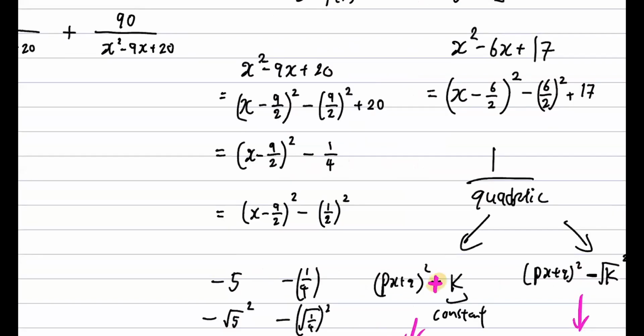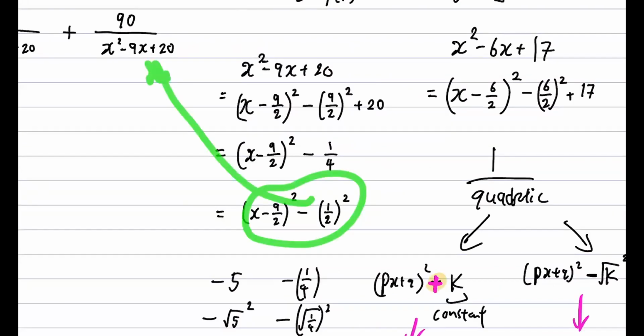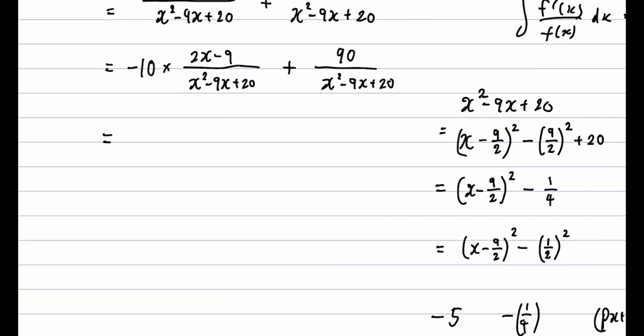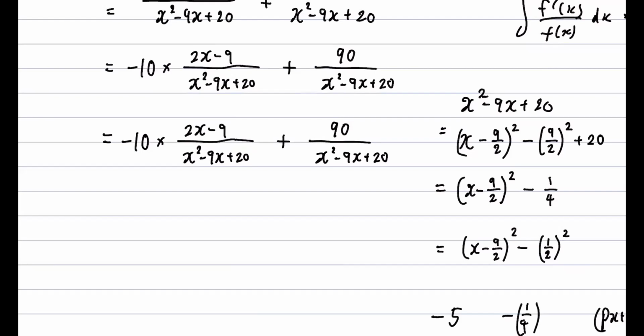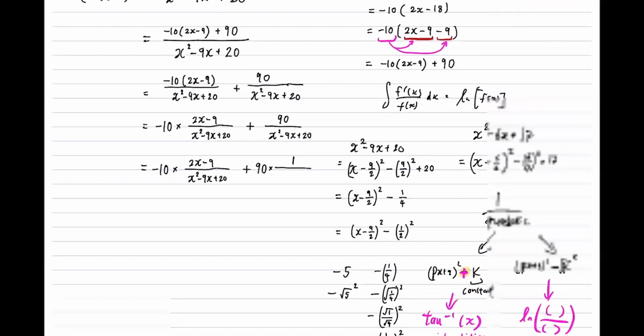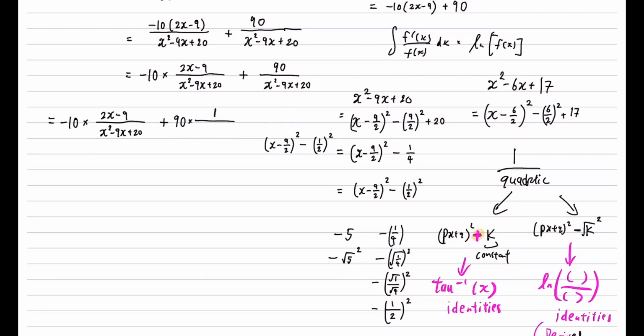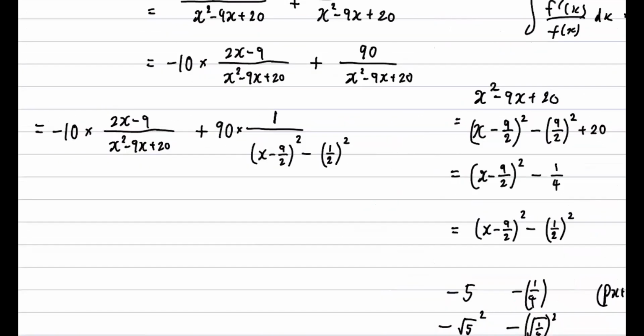So now that we got this, we can plug it back in. Let's simplify a bit more. Everything copy and paste, only the second fraction. The 90, I'm going to factor it out in front. The numerator changes to a 1. The denominator changes to whatever we just factored: x minus 9 over 2 square minus 1/2 square. Okay?